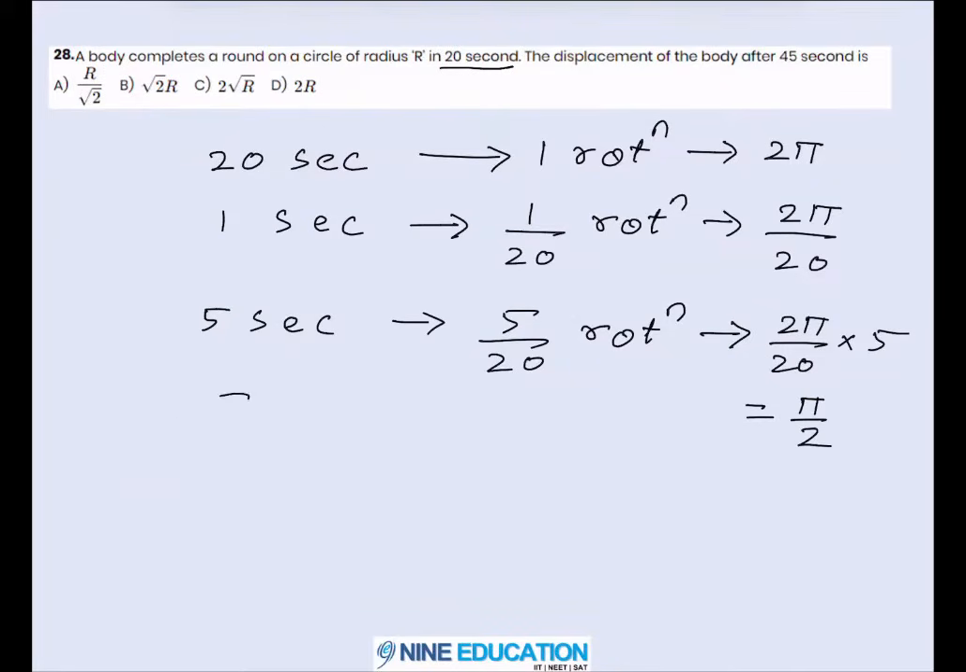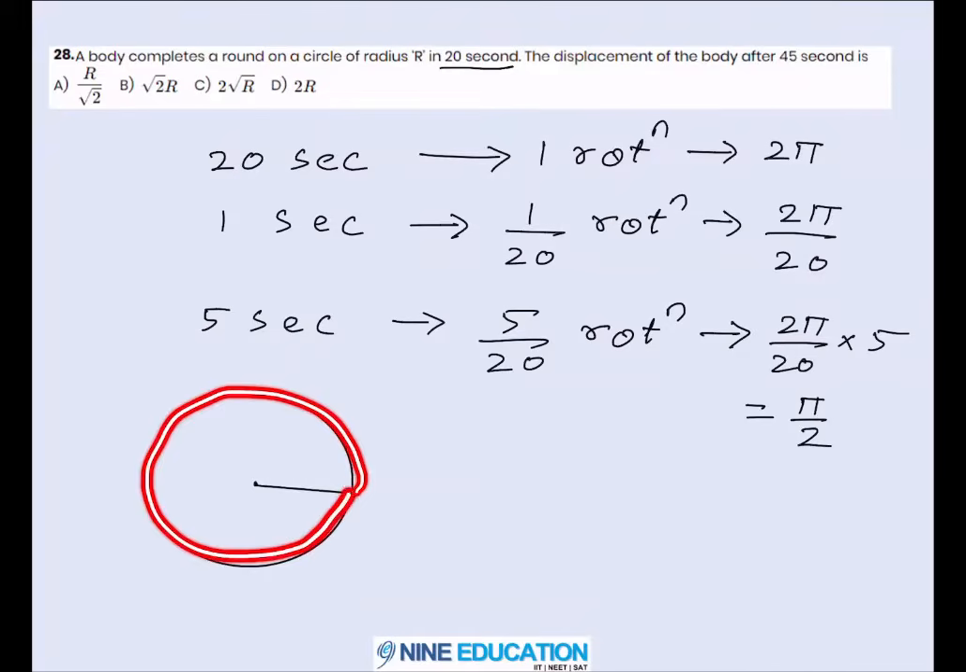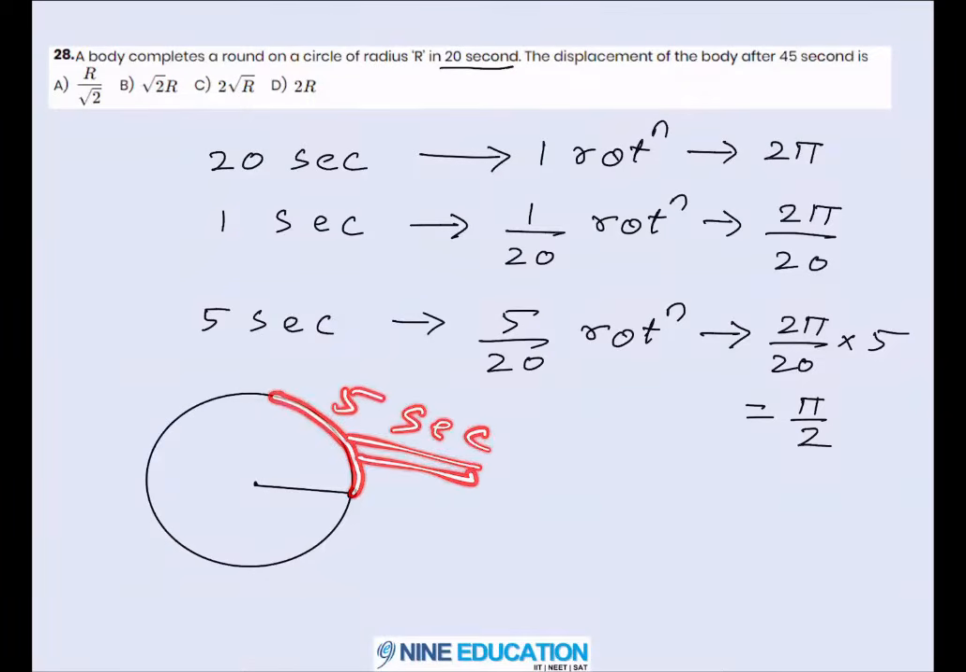That means if this is the circular path that the particle is following, and initially the particle was starting from over here, then for the first 20 seconds it is going to complete one rotation. In the second 20 seconds, which is after 40 seconds, it is going to complete another rotation. And after that, it is going to travel an angle of 90 degrees for the additional 5 seconds. That means its final position will be somewhere over here, right?